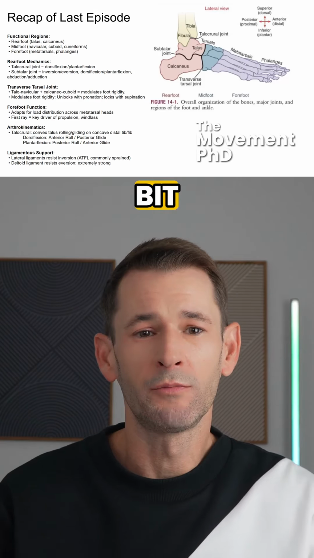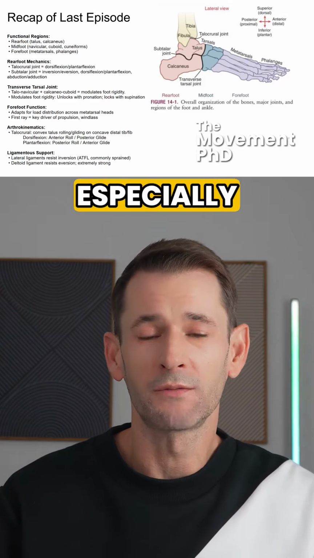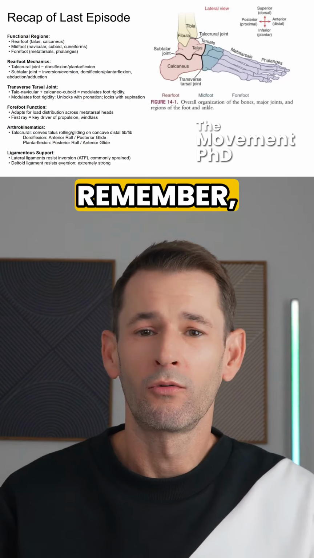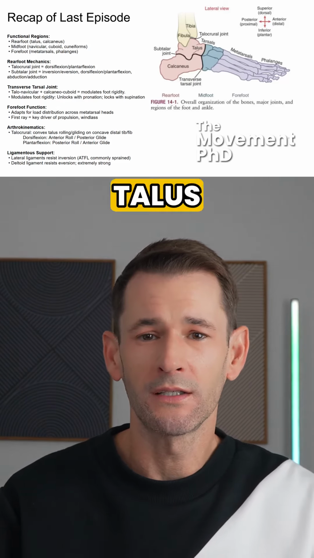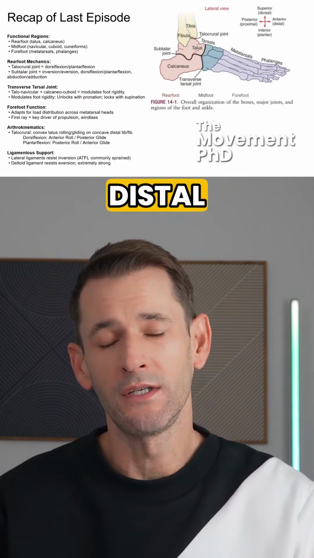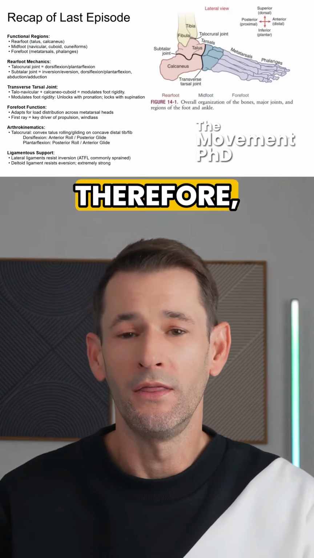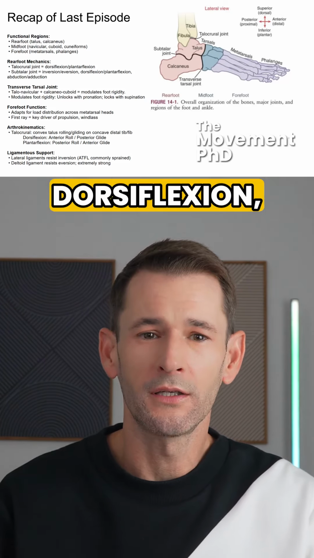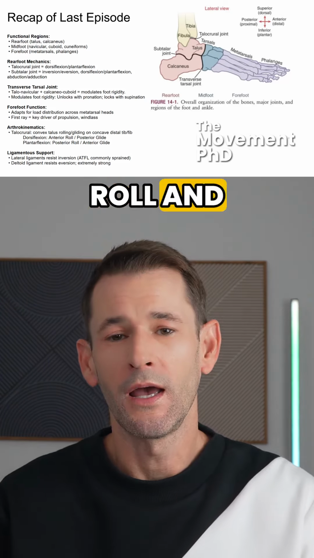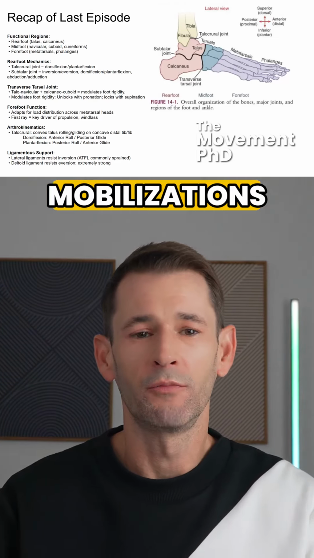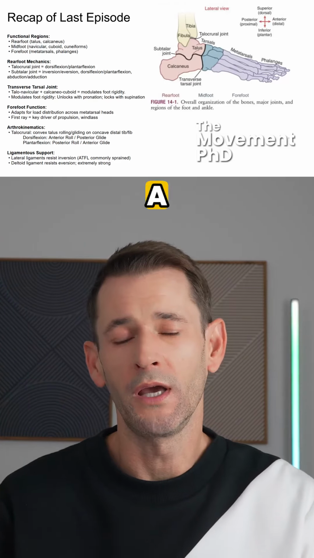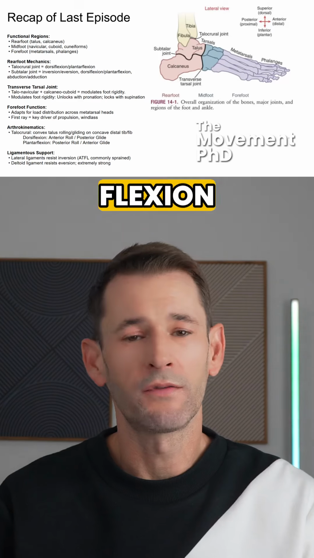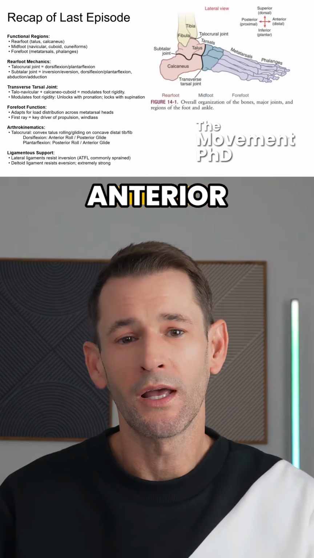Finally, I talked a little bit about arthrokinematics, especially of the talocrural joint. Remember, we have a convex talus moving on a concave distal tibia and fibula. Therefore, with dorsiflexion, you get an anterior roll and then a posterior glide. So your mobilizations for dorsiflexion will be a posterior glide. Plantar flexion, opposite: posterior roll, anterior glide.